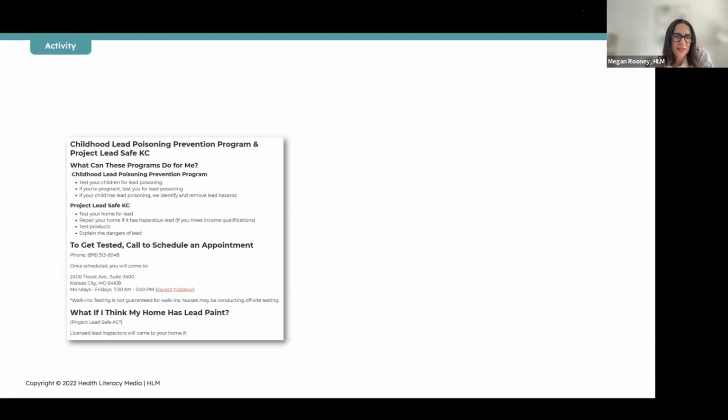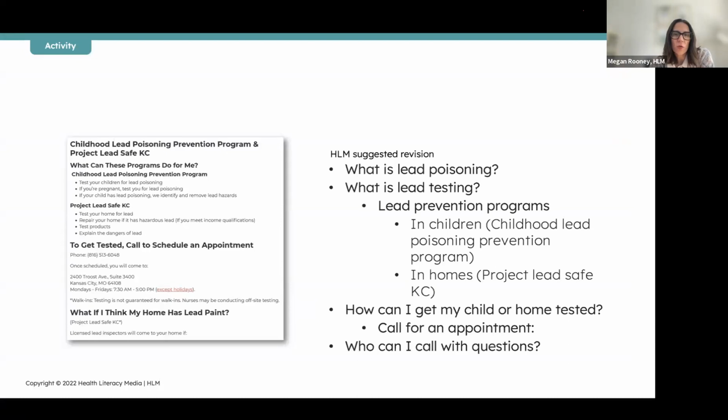We just looked at this one. So this is about the lead poisoning prevention program and Project Lead Safe in Kansas City. And so if you read through, the questions are, what can these programs do for me? And then it lists the 2 programs: to get tested, what to do, and what if I think my home has lead paint.